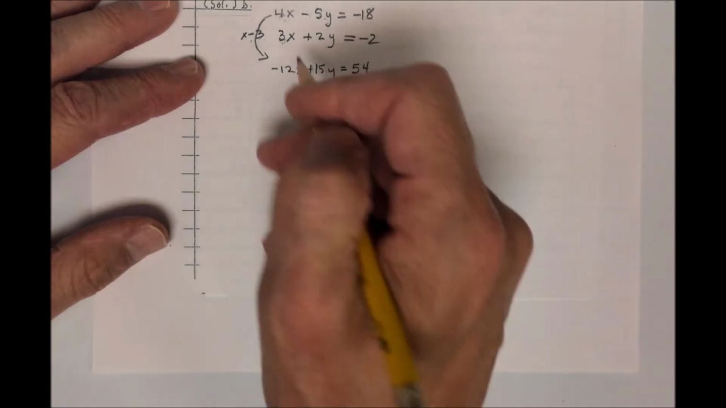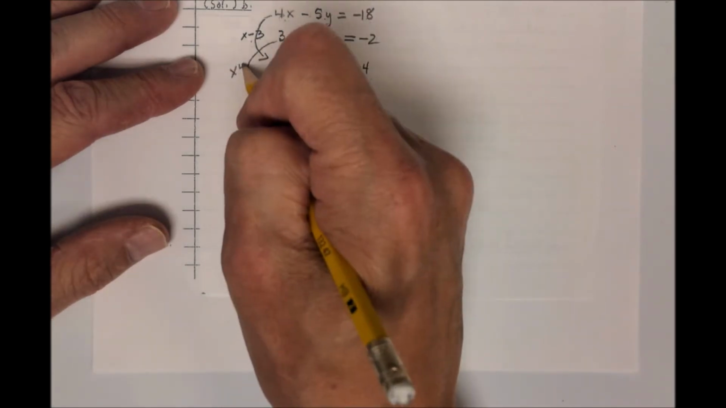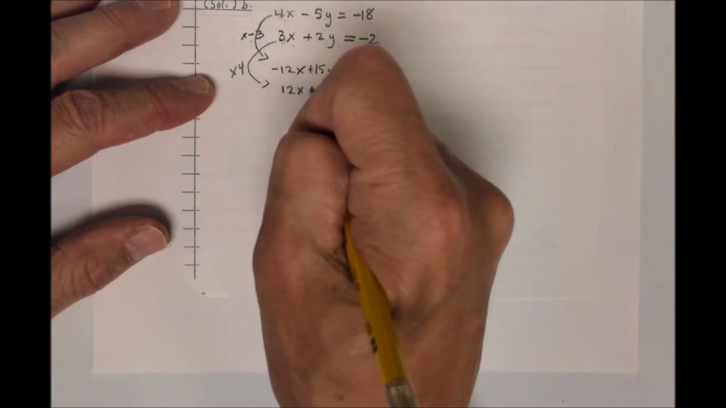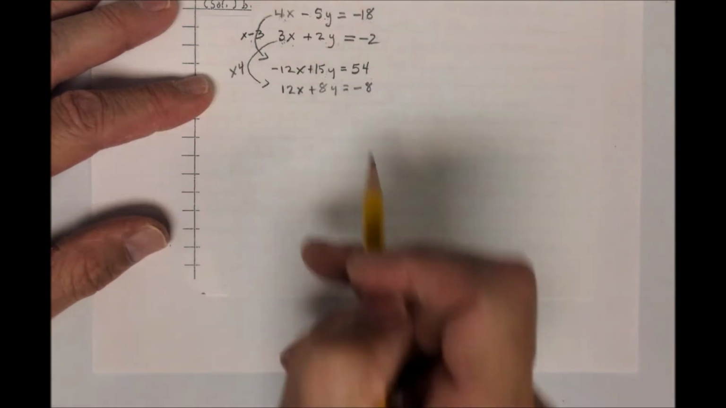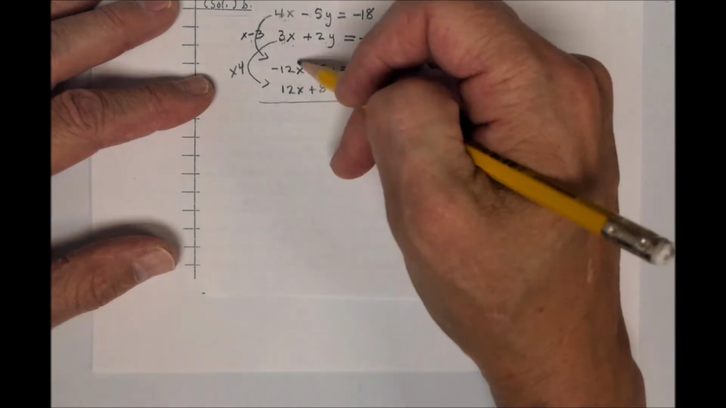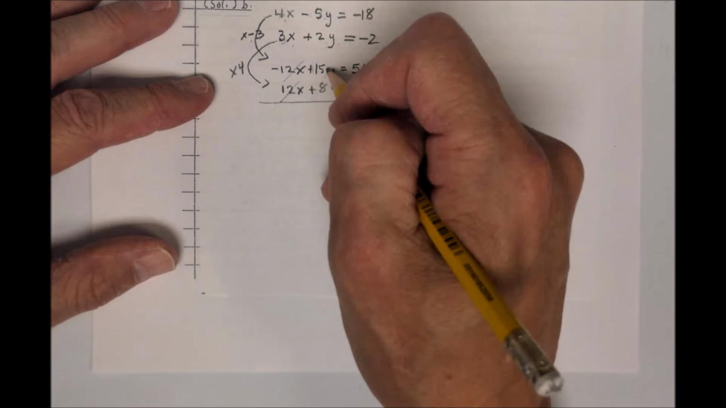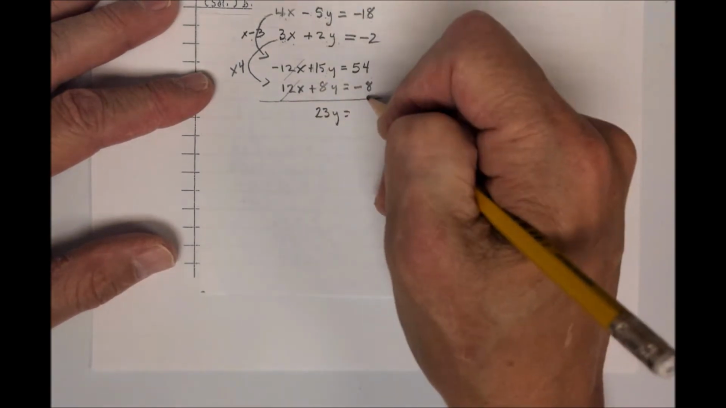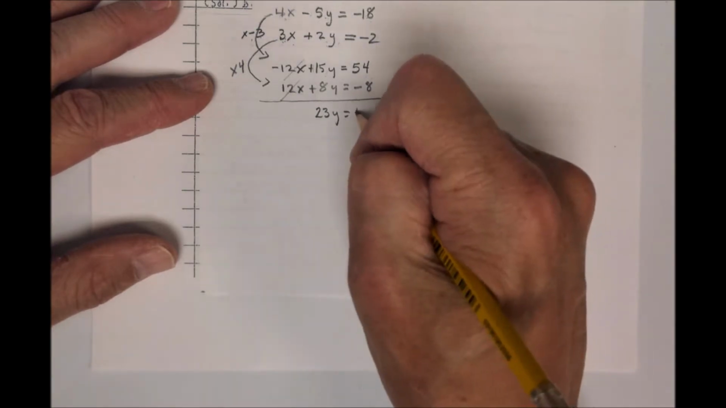All right, now the next one, I just want it to be a positive 12 here. So I'm going to multiply by 4 every term both sides. 12x plus 8y is equal to negative 8. And now everything's looking good. My x's are set to cancel because they have opposite coefficients. These add up to 0, and I have 23y equals, now a negative 54, excuse me, a positive 54 and a negative 8 is a positive 46.